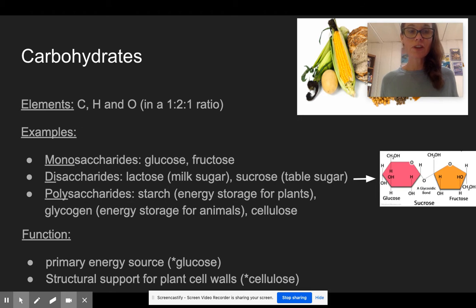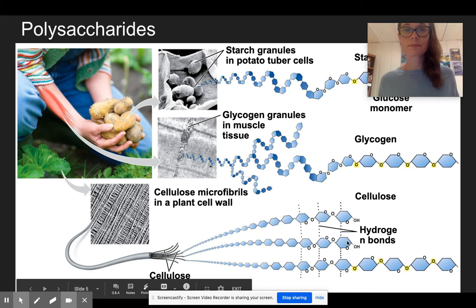So what's the function of carbohydrates? It's the primary source of energy for us. Particularly, your cells use glucose for energy. So primary energy source, it's a really important function for carbohydrates. And then I mentioned earlier, it's structural support in the cell walls of plants. So cellulose can be found inside of the cell walls of different plants.